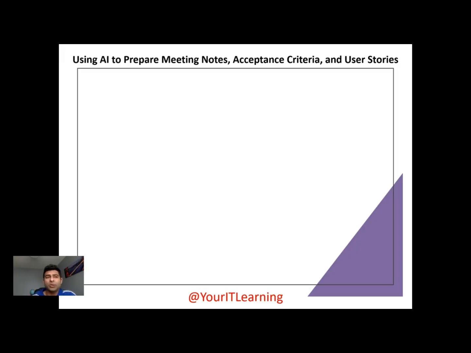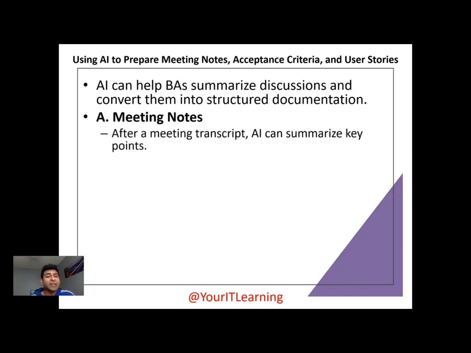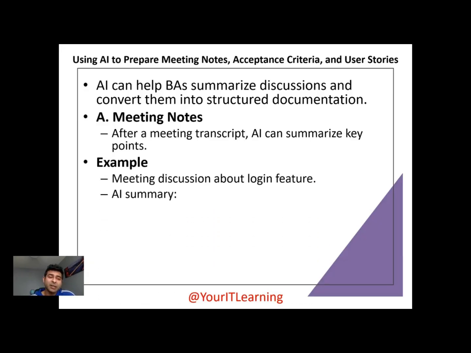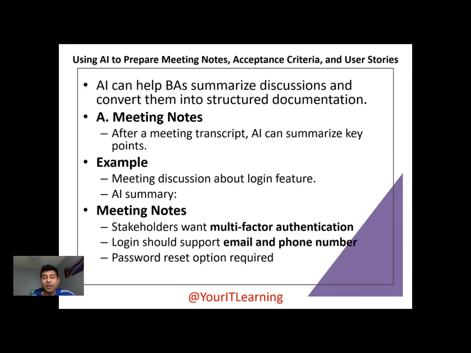Now, talking about using AI to prepare meeting notes, acceptance criteria, and user stories. AI can help BAs summarize discussions and convert them into structured documentation. Meeting notes: after a meeting, given the transcript, AI can summarize key points. Example will be a meeting discussion about a login feature. AI summarizes the meeting notes as: stakeholder wants multi-factor authentication. Login should support email and phone number. Password reset option required. Login attempts limited to 5 tries. So these are the meeting notes generated by the AI.